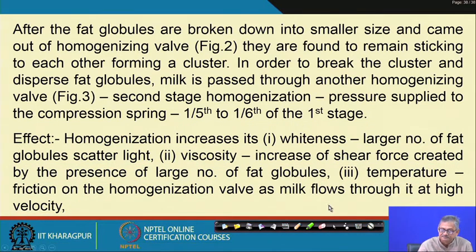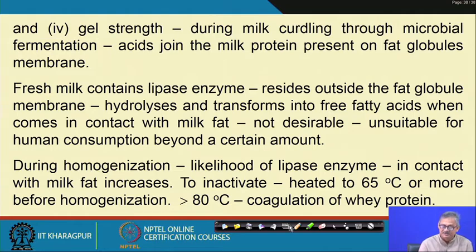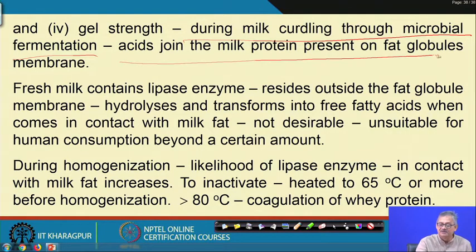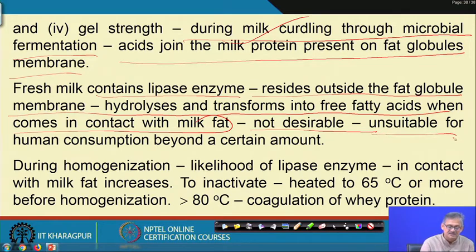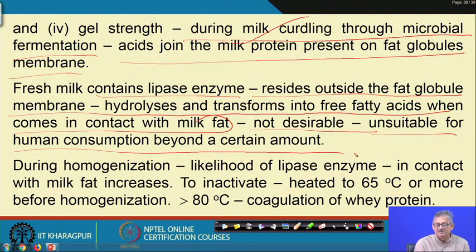And the fourth one is the gel strength. During milk curdling through microbial formation, acids join the milk protein present on the globule membrane. So, gel strength increases. Fresh milk contains lipase enzymes, which reside outside the fat globule membrane and hydrolyze the fat and transform it into free fatty acids when they come in contact with it. This is not desirable, and is undesirable for human consumption beyond a certain level.